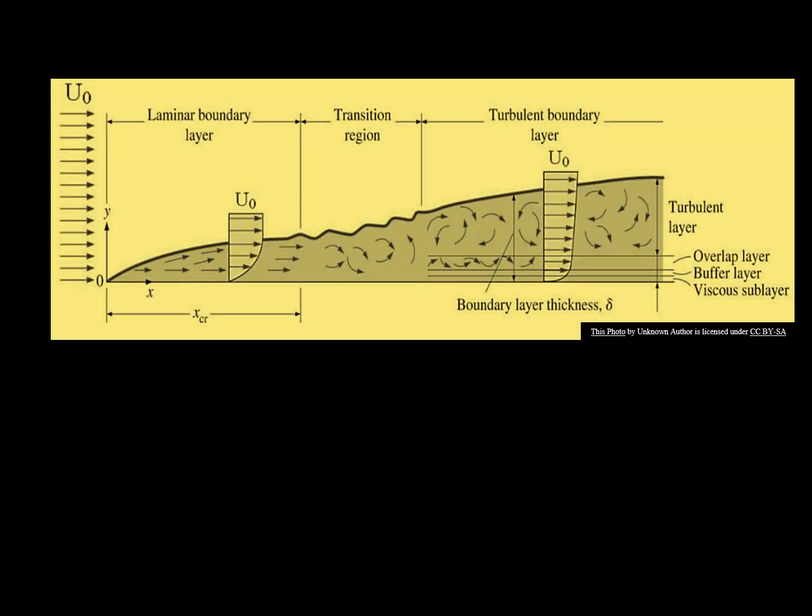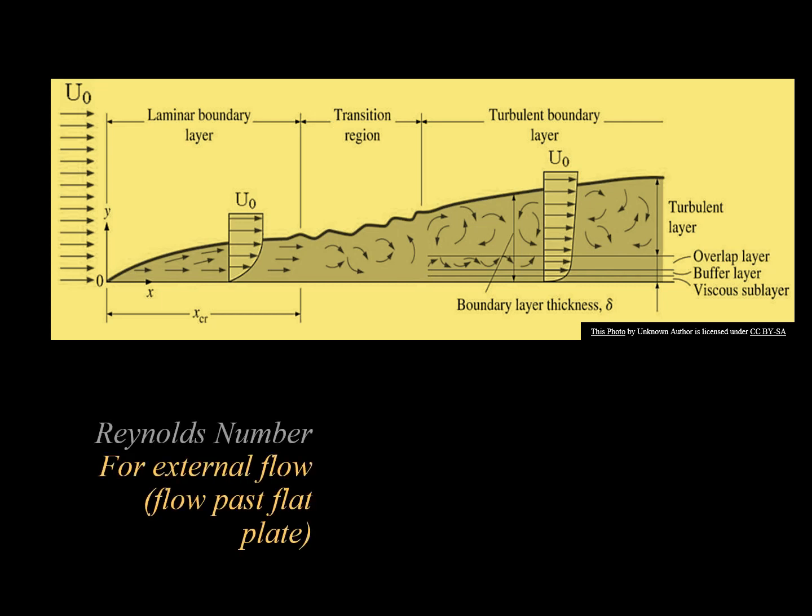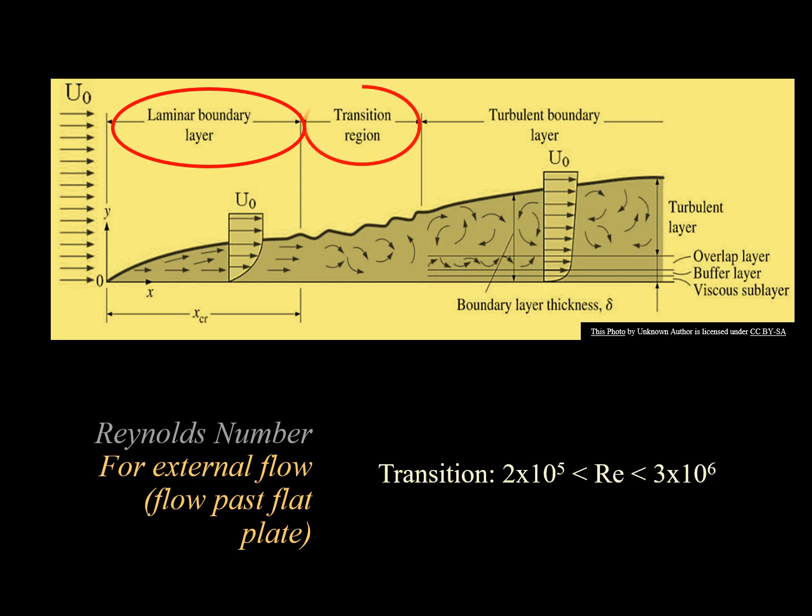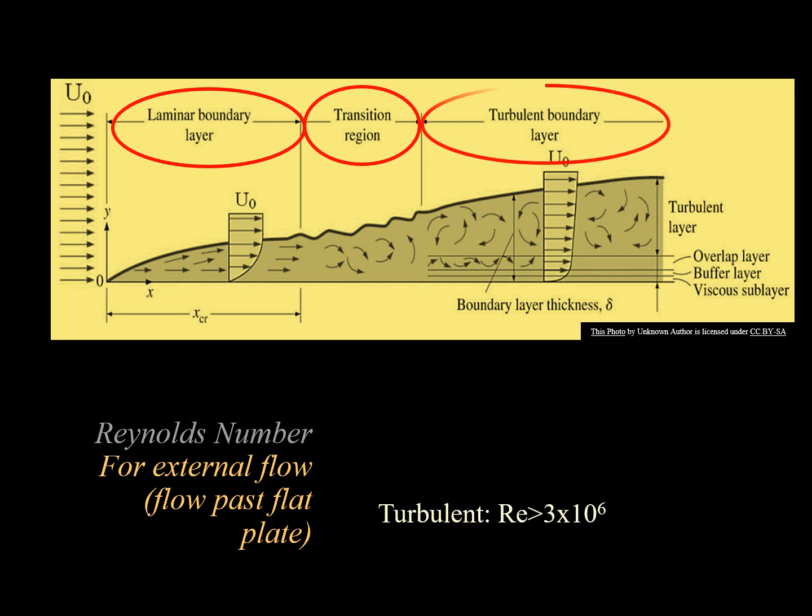For external flow or flow past a flat plate, for N_Re lesser than 2 times 10 to the fifth or 200,000, the flow is laminar. For Reynolds number greater than 200,000 but lesser than 3 times 10 to the sixth, the flow is transition. And for Reynolds number greater than 3 times 10 to the sixth, the flow is turbulent.